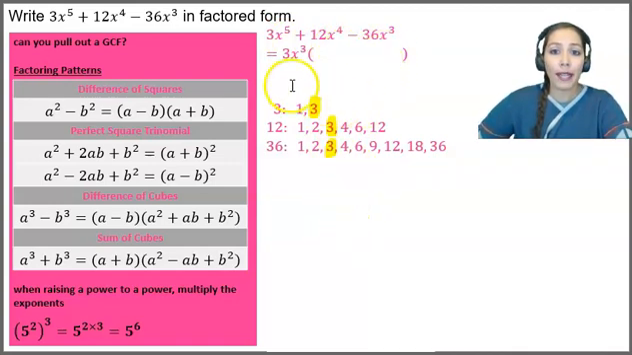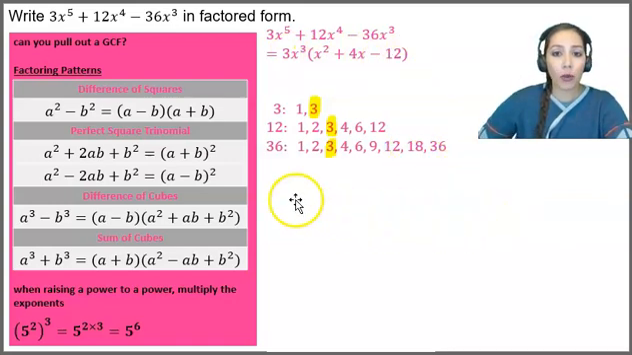Now, what is remaining? Well, 3x cubed times x squared would give us 3x to the fifth. Remember, when you're multiplying 2 powers together with the same base, you add their exponents. 3x cubed times 4x would give me a positive 12x to the fourth. And 3x cubed times negative 12 would give me negative 36x cubed. From here, I have another polynomial. I already pulled out the greatest common factor, so we're just going to put that to the side for right now. But let's look at x squared plus 4x minus 12.